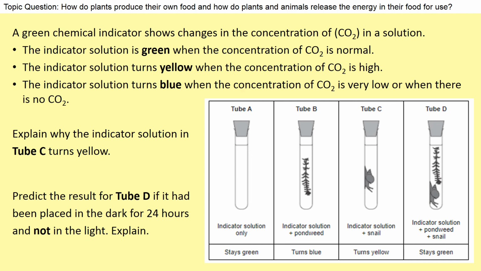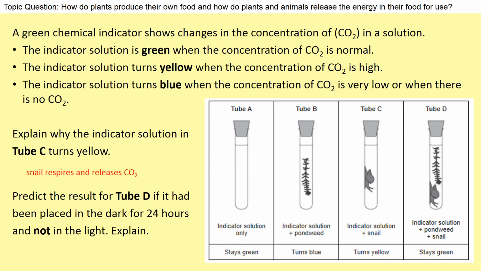Okay, if you've not quite finished, just press pause before I go on to the answers. So why has the indicator solution in tube C turned yellow? It turns yellow when the concentration of CO2 is high, and it is high because the snail is respiring. So the water snail respires and releases carbon dioxide, and that's changed the colour.